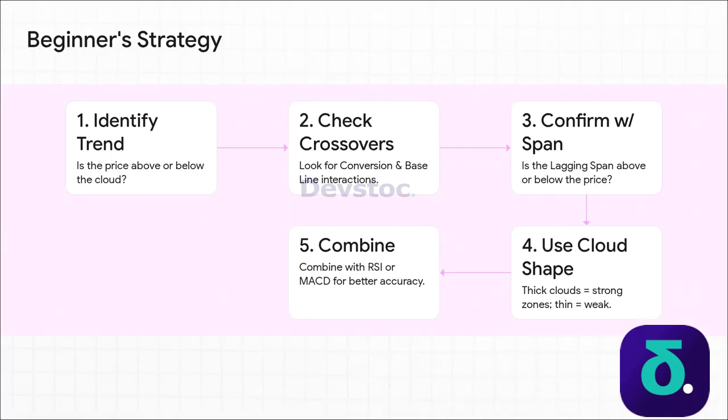Okay, let's put all the pieces together into a simple checklist. First, identify the main trend. Is the price above or below the cloud? That's your big picture. Second, wait for your trigger. That's usually a crossover of the conversion and baselines. Third, look for that all-important confirmation from the lagging span in the past. Fourth, check the cloud's shape up ahead. Is it thick or thin? That helps you gauge risk. And finally, for extra confidence, a lot of traders will combine these signals with other tools, like an RSI or MACD, just to add some extra firepower to their decision.